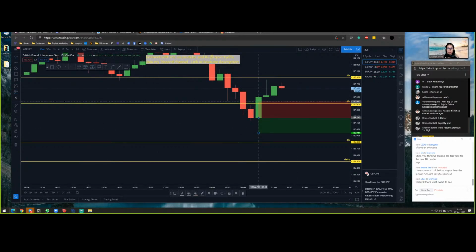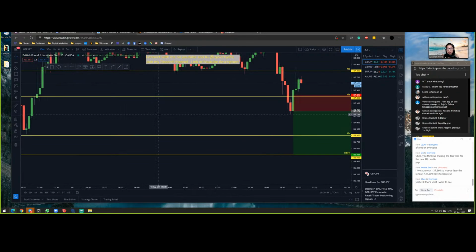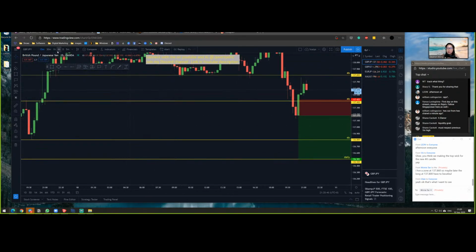Yes, so I had my stop above the zone, above the wick, and I was looking to take it down to 136,500. But I think you just got in early. I think it was news that flipped and made me. Okay, so it was a few things.